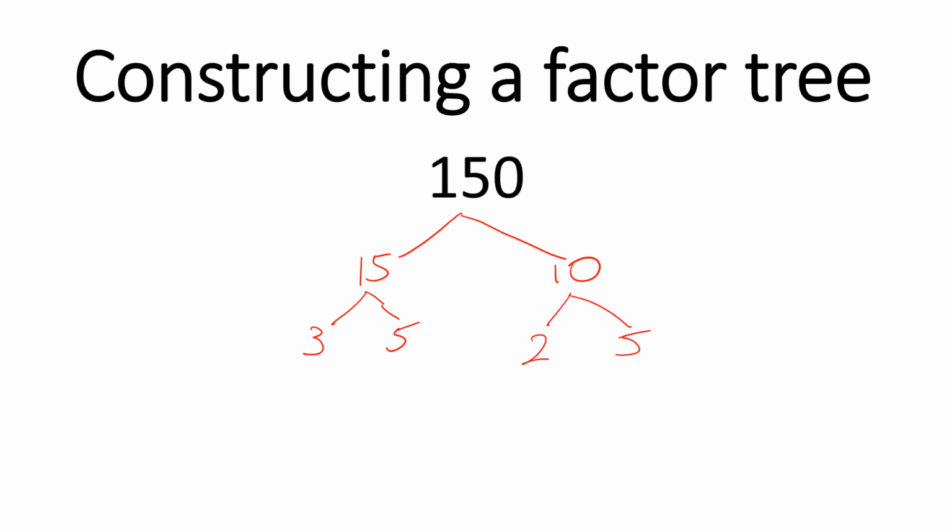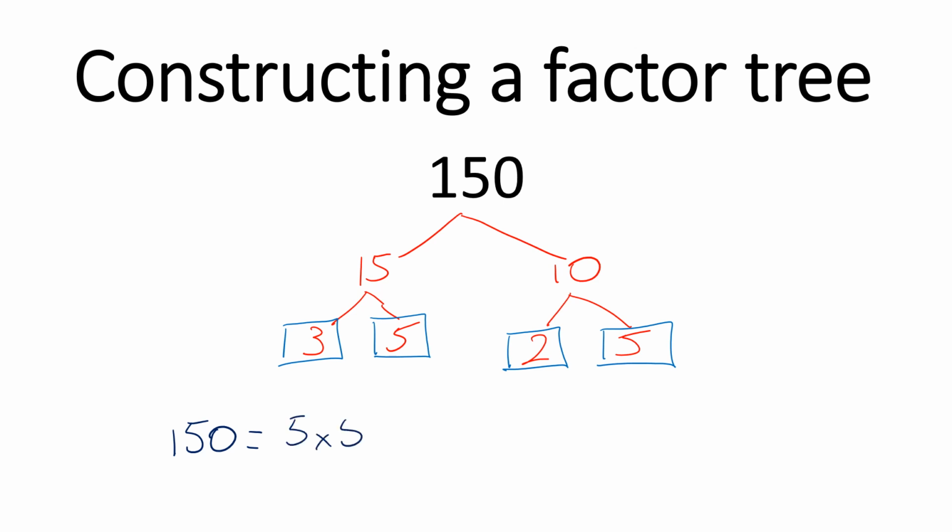2 and 5. Let's put boxes around any prime numbers. Is 3 a prime number? Yes, it is. Is 5? Yes, it is. 2? Yes, and 5 again. So all of the bottom of my tree are prime numbers, so I can't go any further. So I can say that 150 equals 5 times 5 times 3 times 2. And that's all of my prime numbers listed. And that's how you do factor trees.